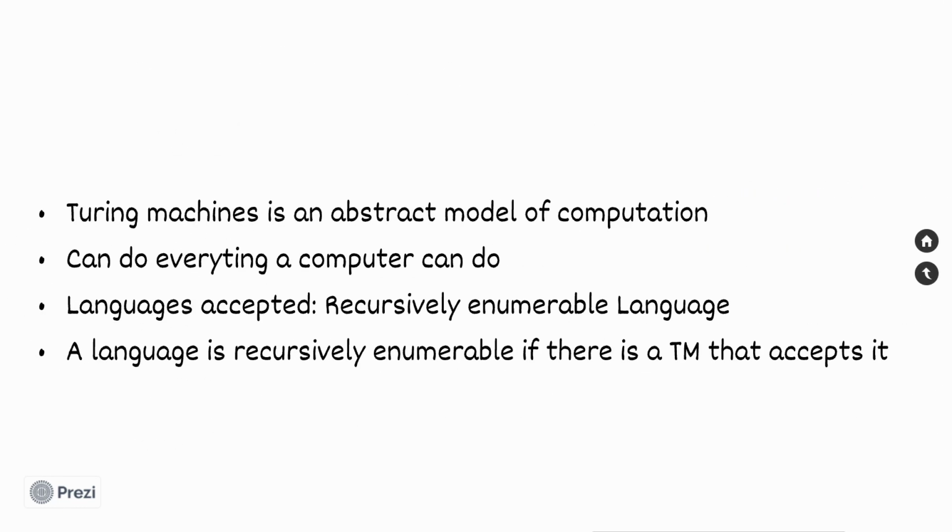Now, what is a Turing machine? It's an abstract model of computation. I like to think of it as a new way of thinking. It accepts languages called recursively enumerable languages. Now, for a language to be considered recursively enumerable, there must be a Turing machine that accepts it.